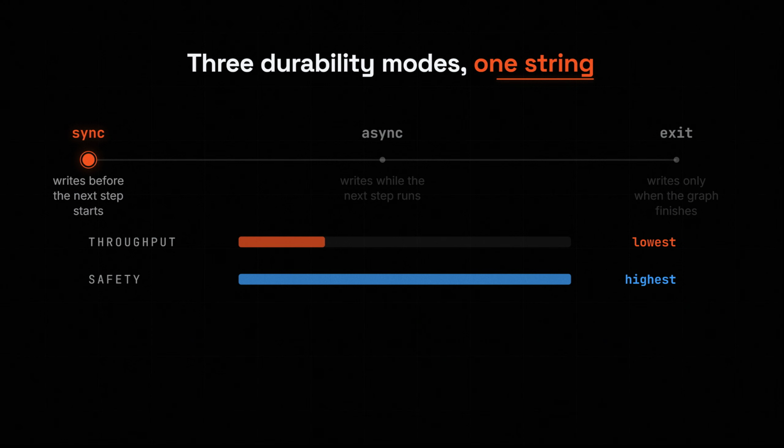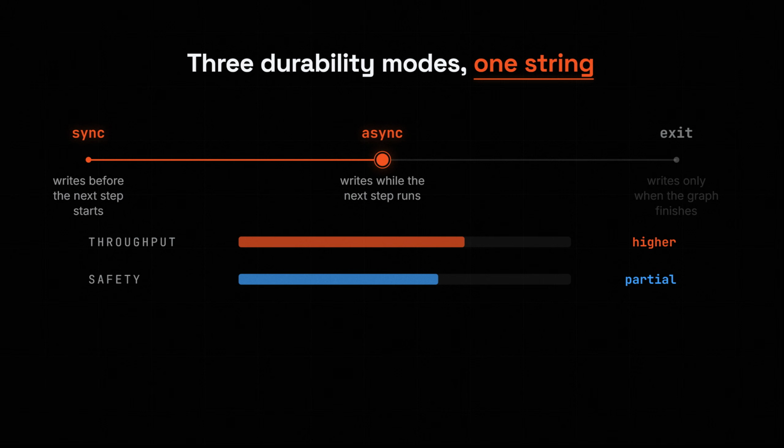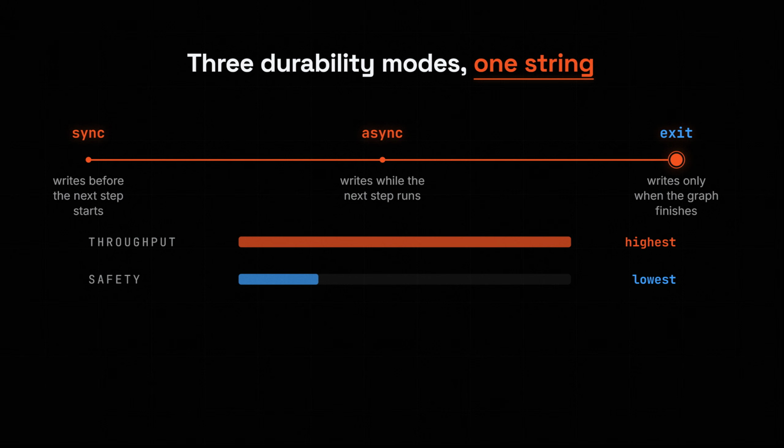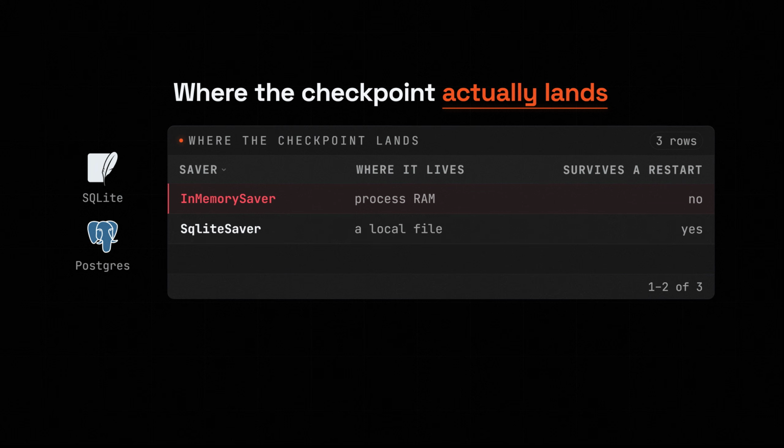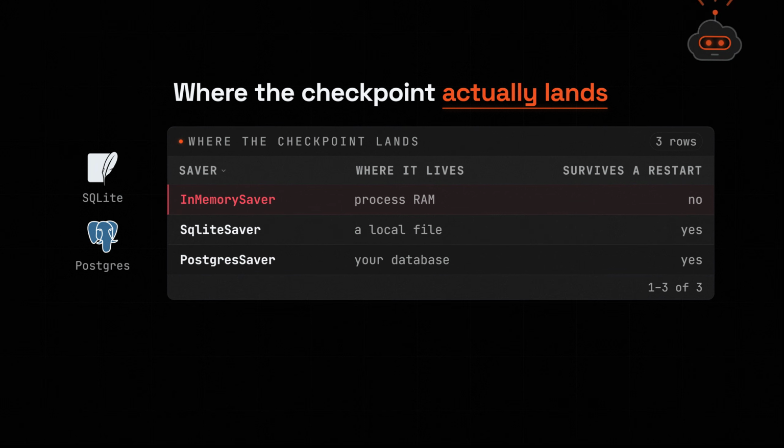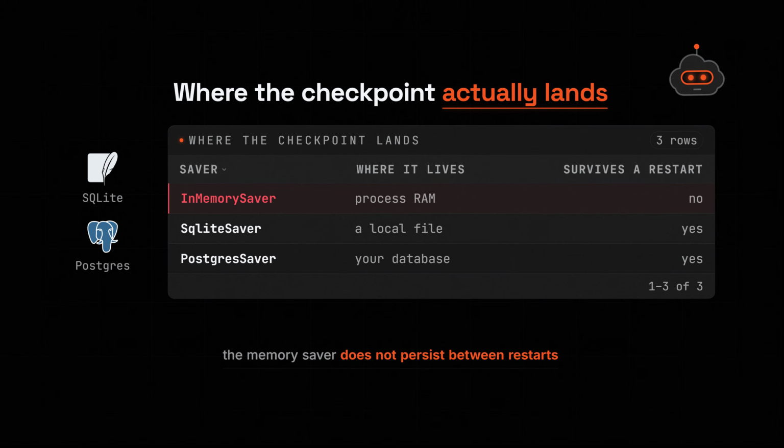You choose how paranoid that is. Three durability modes, straight from the type definition: sync writes before the next step starts, async writes while the next step runs, exit writes only when the graph finishes. Safety at one end, throughput at the other, one string in between, and you choose where it lands. In-memory saver for tests, SQLite for a laptop, Postgres for production. The documentation carries a warning worth reading twice, because it has caught a lot of people on their first deploy. The memory saver does not persist between restarts.